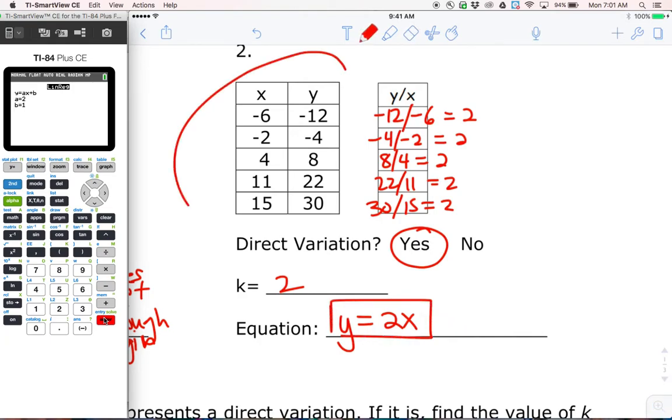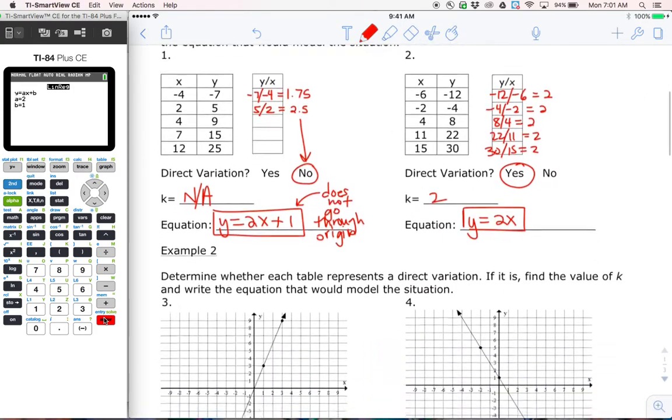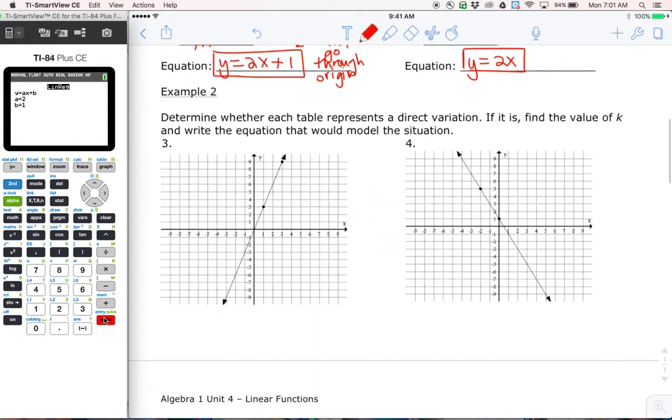Now, of course, if I want to do stat edit with this table, I absolutely could do that. It would tell me A is 2, and it would tell me B is 0. All right, let's look at the next kind of examples. We kind of already touched on this.